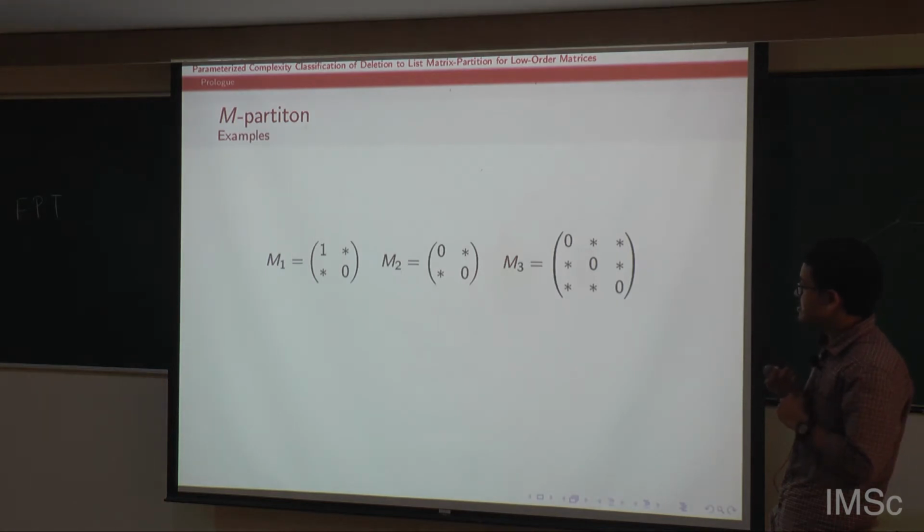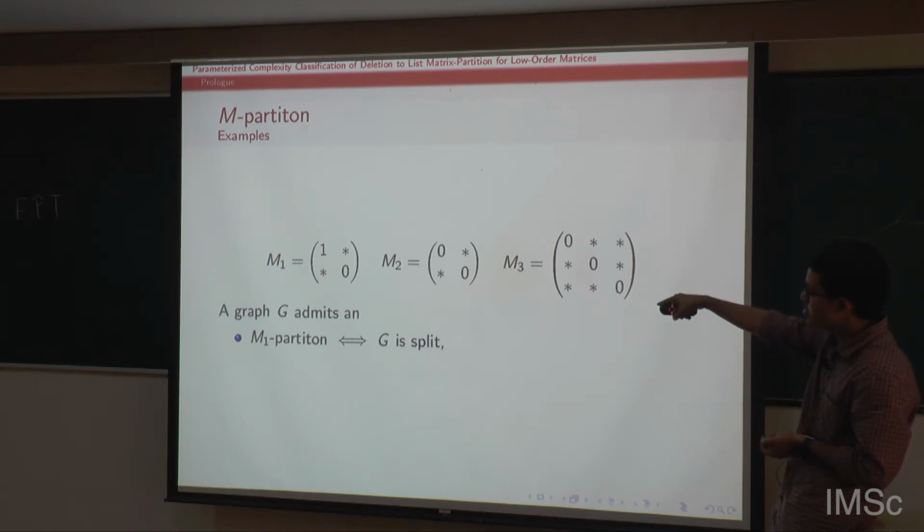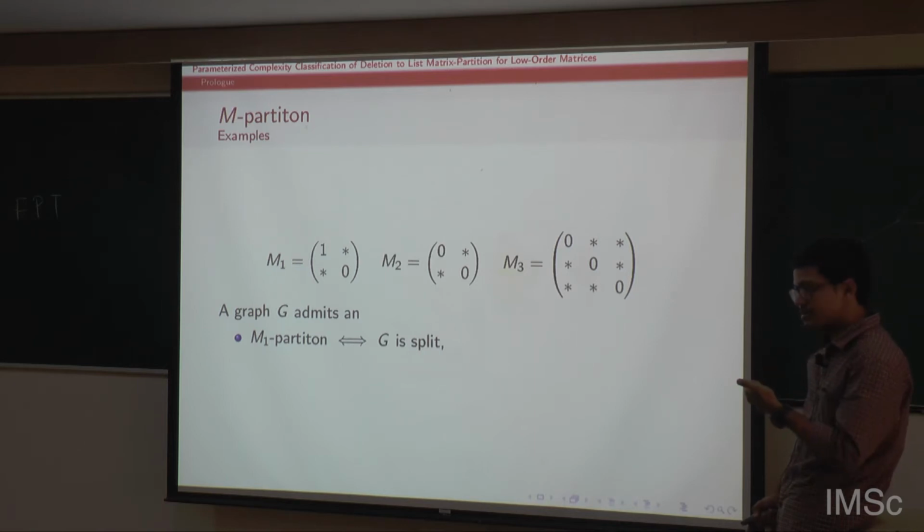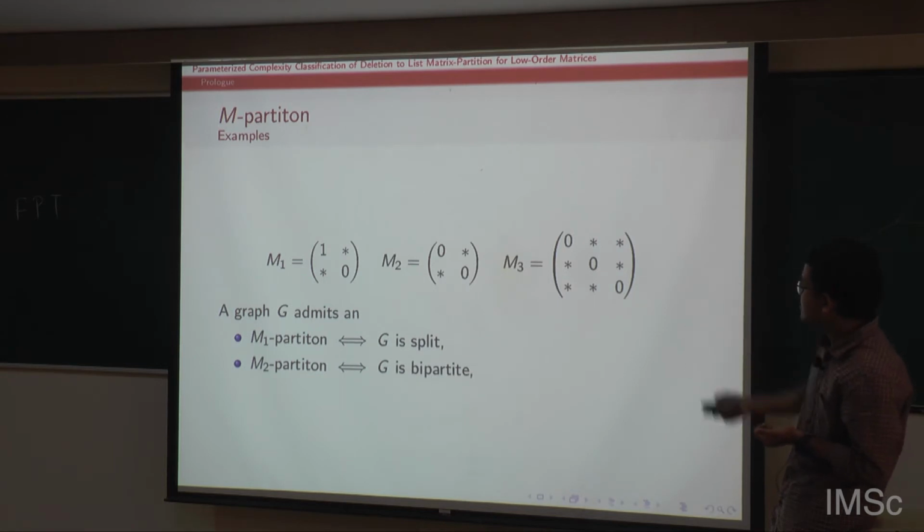So let's look at some matrices. This matrix M1 we already saw. It corresponds to the split partition. What about M2? M2 has order 2, which means we are looking for a partition into two parts. The diagonal entries you can see are zeros, which means both the parts must be independent sets, and the off-diagonal entries are stars, which means we don't care about the adjacency between the parts. So M2 characterizes what? Bipartite graphs. And similarly M3 characterizes what? Three colorable graphs, right?